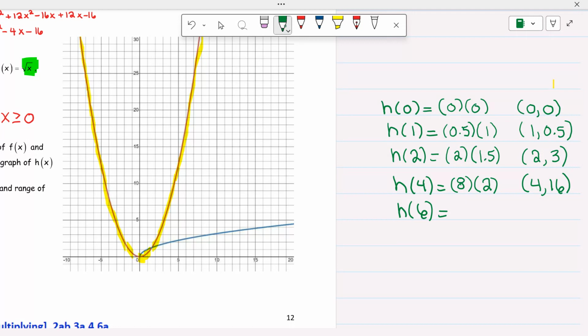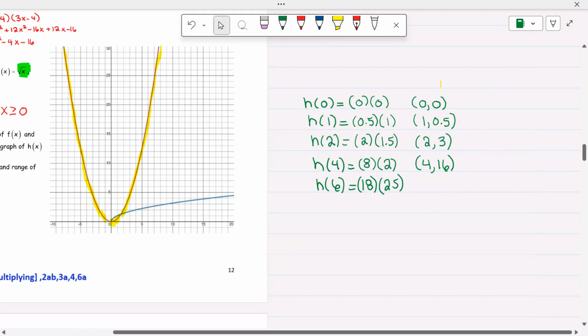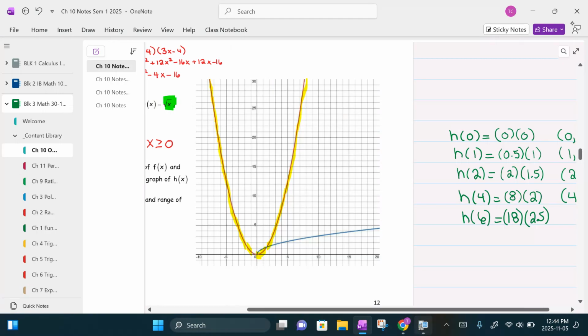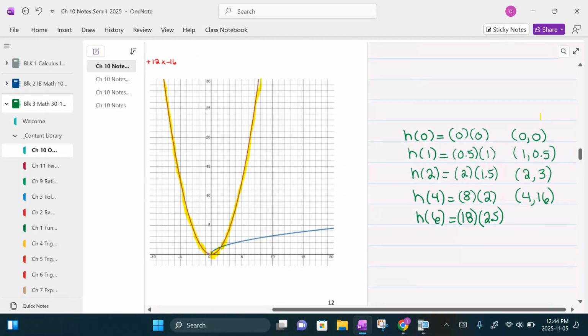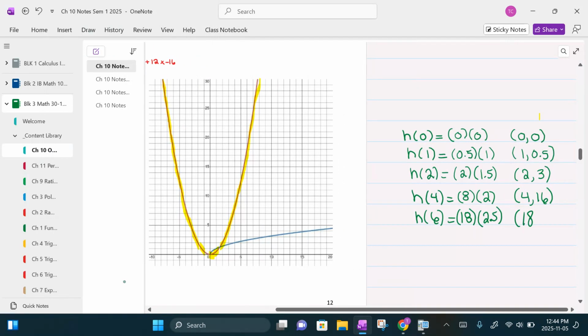So at 6, my highlighted graph is 18. I'm just double checking. Is 18. And my blue graph at 6 is 2.5-ish. So that would be, what, 45? Let's double check. So 18 times 2.5. Yep, I'm not being crazy. So that went off my graph, so I can't even use that point, which is fine.